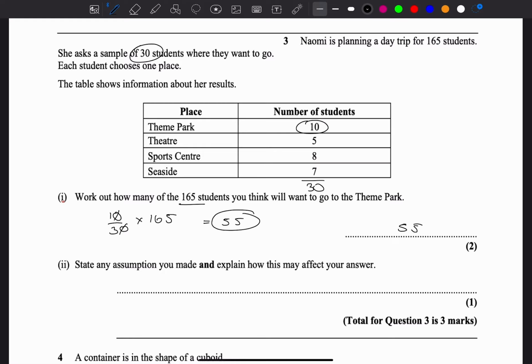How have you made the assumptions? For every 30 students, 10 go to the theme park, and that will be the assumption. Okay.